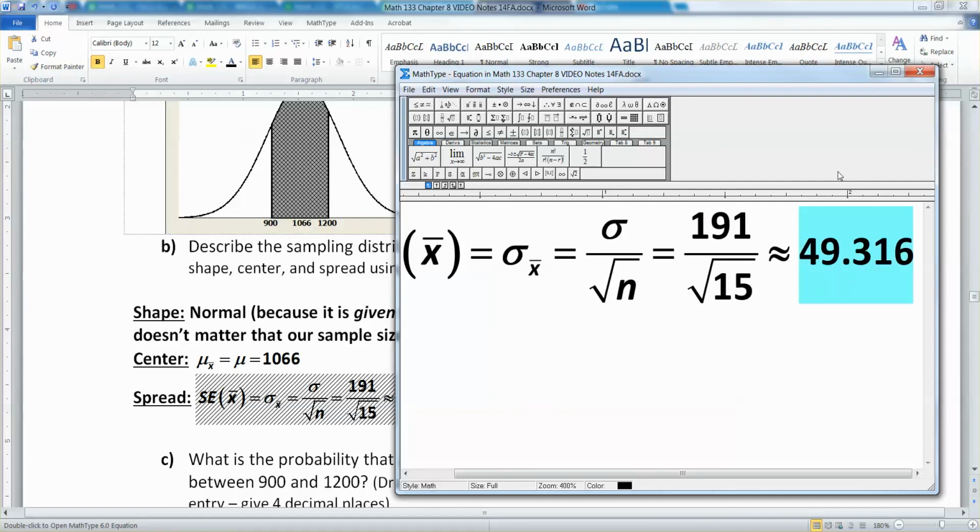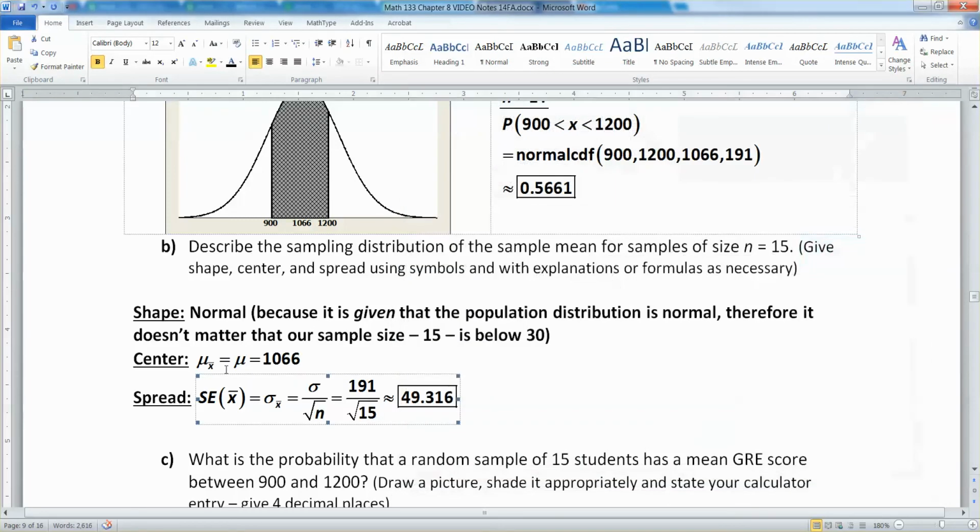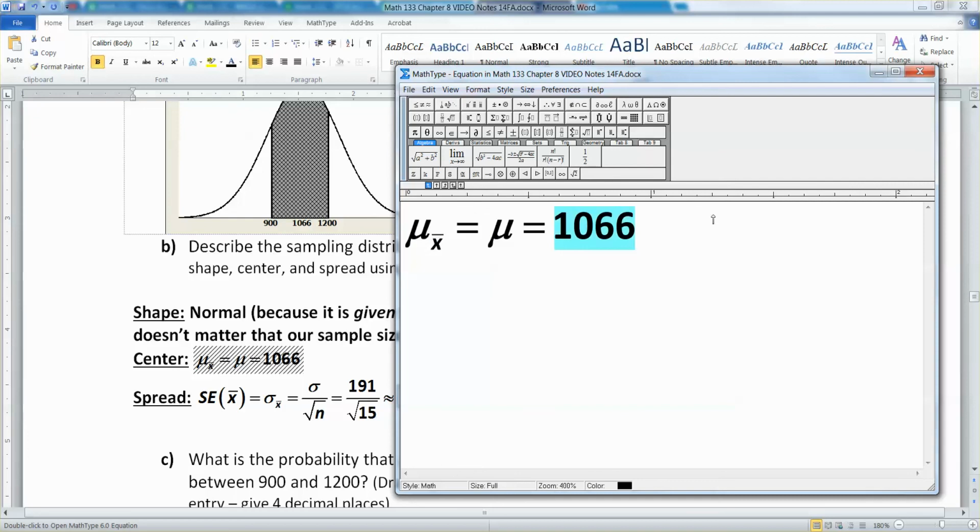Okay, so let me highlight that. And then similarly here, let me highlight this as our center. Oop, I pressed the wrong button there. There we go.